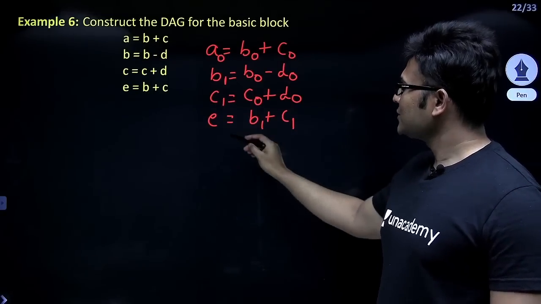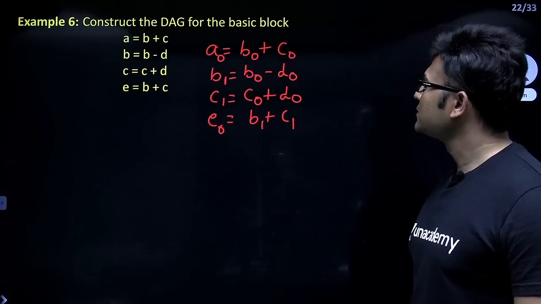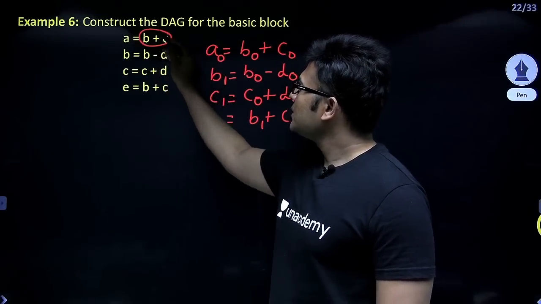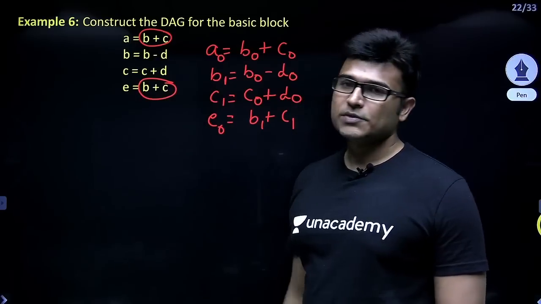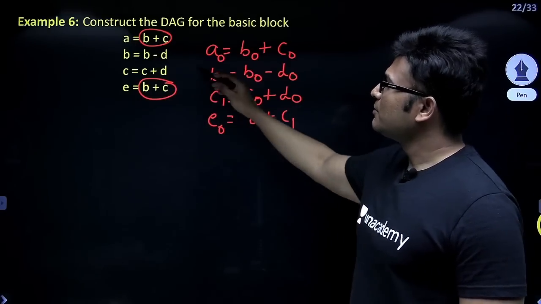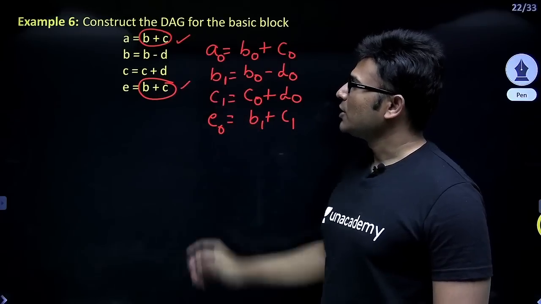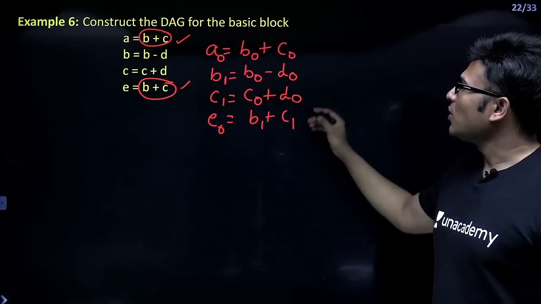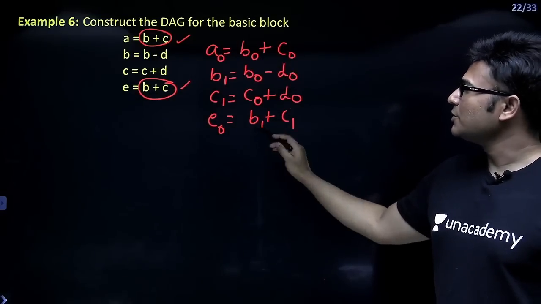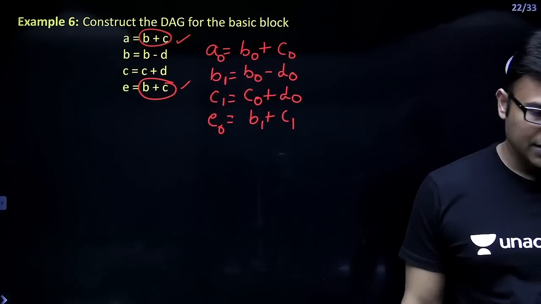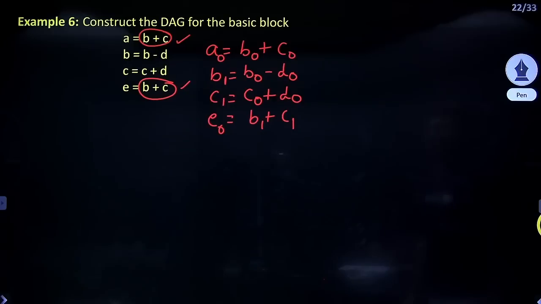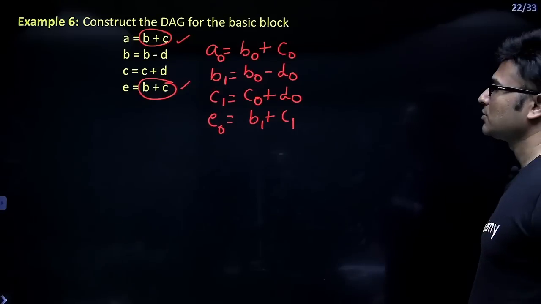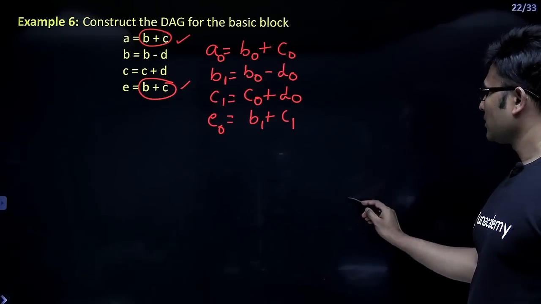And what about E? First time I'm seeing it, right? So guys, even though this B plus C looks like a common sub expression, here B plus C is there, here B plus C is there, you might think that it is a common sub expression, but that is a mistake. Why? Because here it is B naught C naught, here it is B1 C1. The value of B and C have changed, right? That is why it is not a common sub expression. Got it? Now compute the DAG.